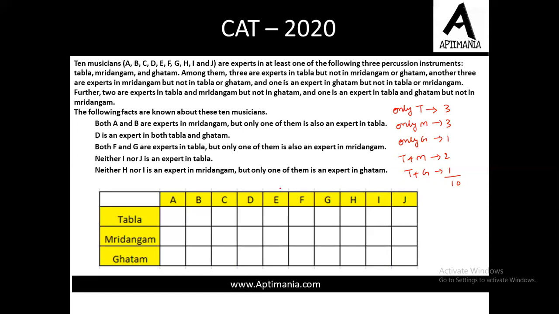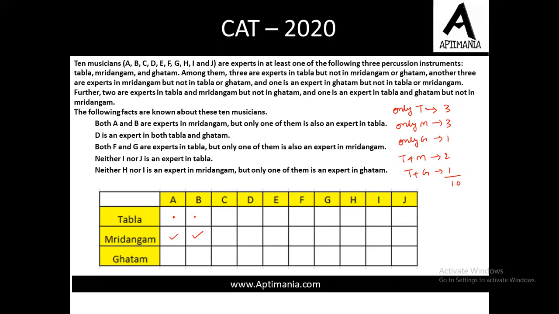Now, we'll try to fill this table. The further information is both A and B are experts in mridangam, but only one of them is also an expert in tabla. So both A and B are experts in mridangam, but only one of them is an expert in tabla. So I am putting a dot over here. Now this dot represents that the value will be filled for only one of A and B, right?